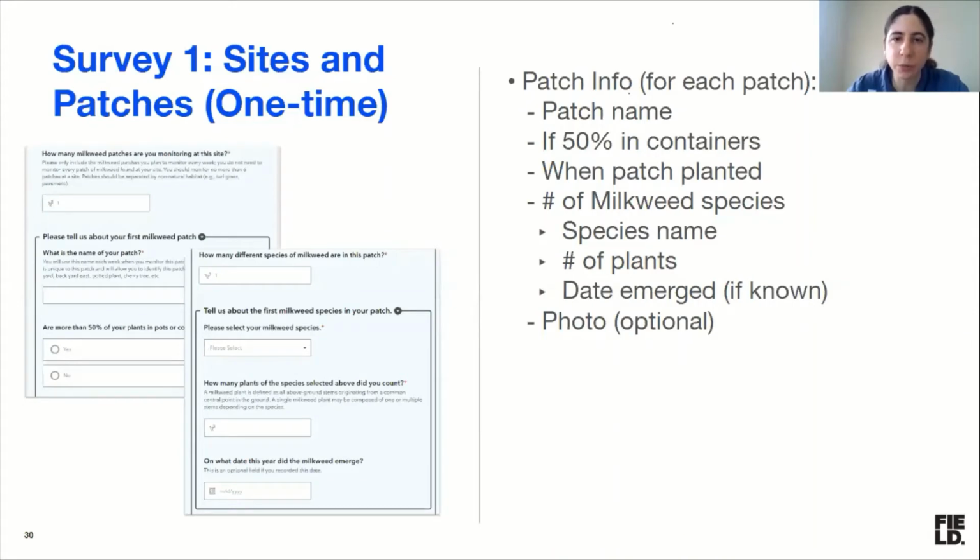As Erica mentioned, this is one of the research areas that we are interested in learning more about. We also are asking when the patch was planted. And then finally, we want to know the number of milkweed species. So if you have multiple species in your patch, we want you to tell us the name of each species and how many plants you are seeing at the beginning. And finally, the date emerged. You have then the option to submit a photo.